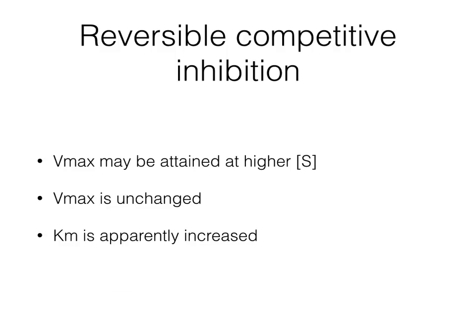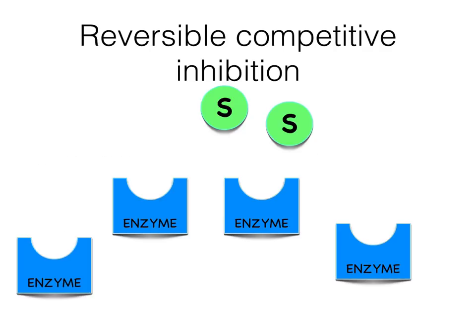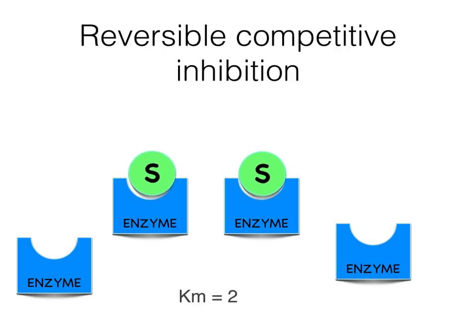So to recap, the Vmax may be attained at a higher substrate concentration, so we say that the Vmax is unchanged. However, the Km is apparently increased. Now, what is the reason why the Km is increased? For this lecture, we can define or visualize the Km as the amount of substrate that will fill up half of the enzyme. So in this example, only 2 substrates are needed to fill up half of the enzyme. So we have a Km of 2 without the inhibitor.